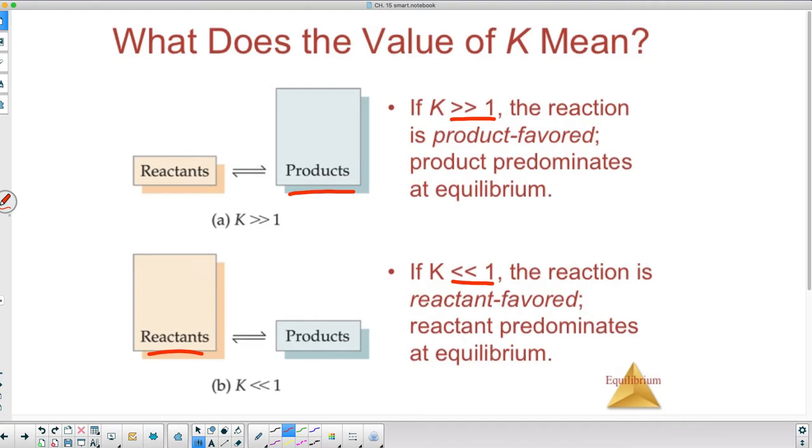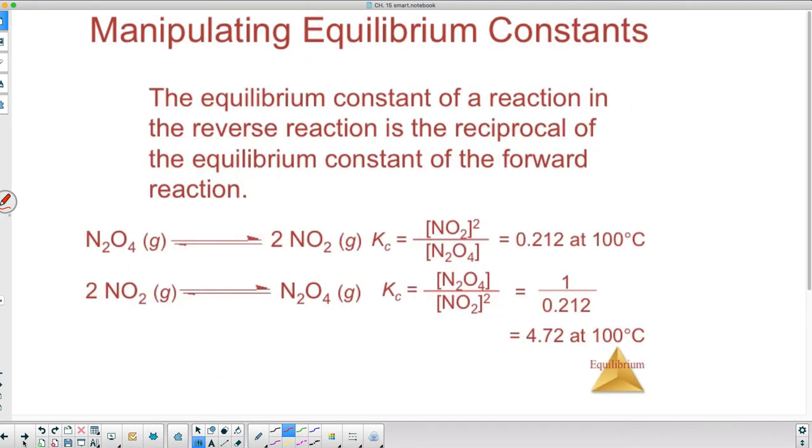This is actually pretty obvious, but when you look at a K value for a reaction, you can tell whether the products are favored or the reactants are favored. So we take a look at our example from before. With the equilibrium constant of a reaction, the reverse reaction is the reciprocal of the equilibrium constant. So we take a look at this and we talk about the reciprocal.